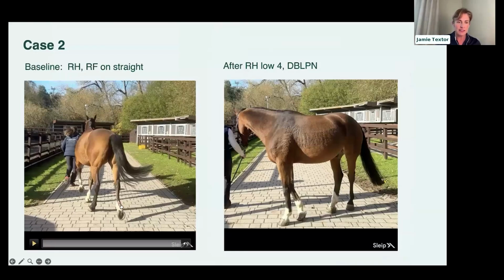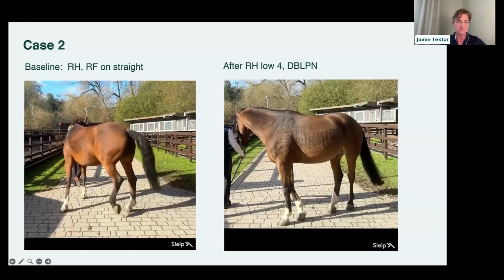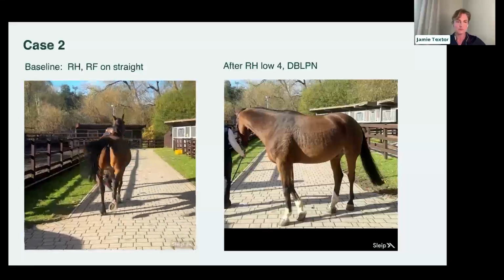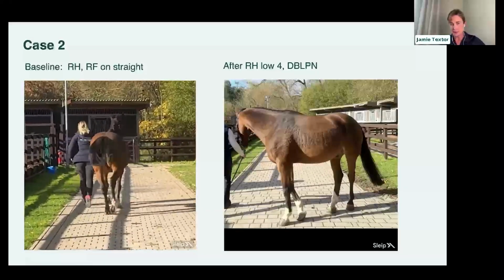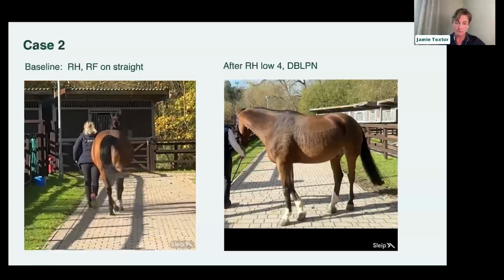You'll notice, if you're savvy, that this video is not true baseline. This was after a low 4-point had already been applied in this limb, and it didn't change anything. So we're still showing you that video. So let's consider this baseline. And you should be able to see a fairly obvious right hind lameness there.